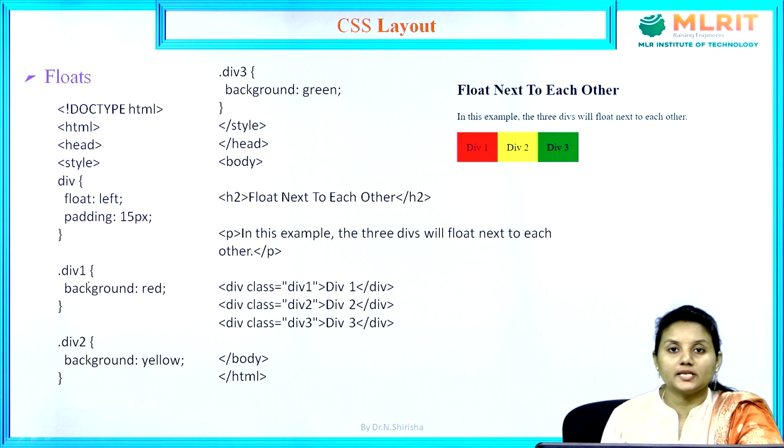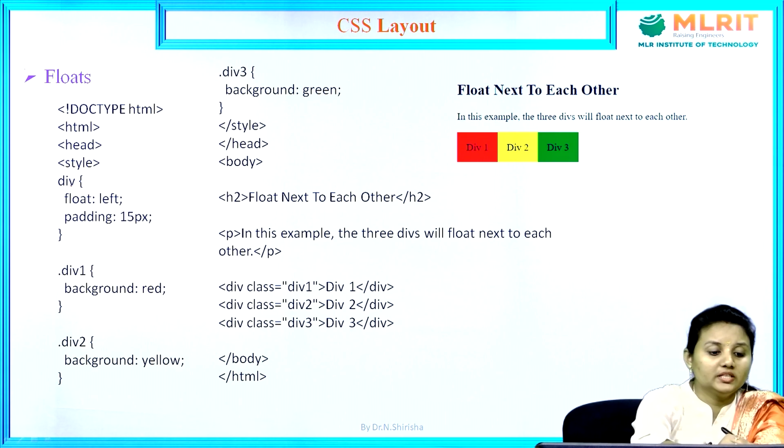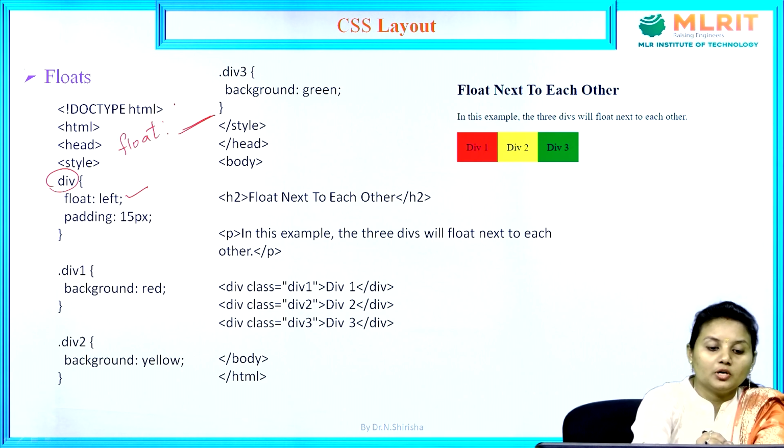This is an example program where I want to explain how left, right, none or inherit is going to work. There is a program with a div tag, and this div tag has one float. The syntax of floating is float colon the particular value. Possible values are left, right, none, and inherit can also be used.